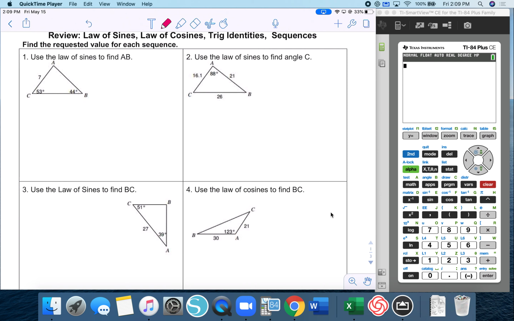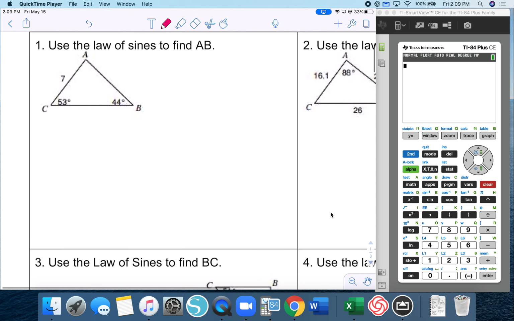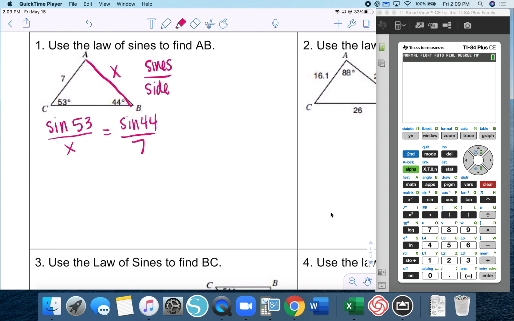In this video, we are going to review the law of sines, law of cosines, trig identities, and sequences. So number one, they ask us to use the law of sines to find AB, so this side right here. Remember with law of sines, it's always a sine to a side. So sine of 53 over x equals sine 44 over 7. Also remember that they have to be across from each other in order for you to use them.